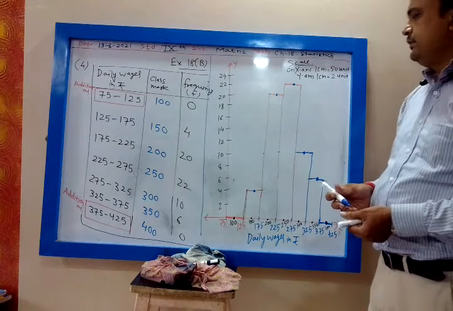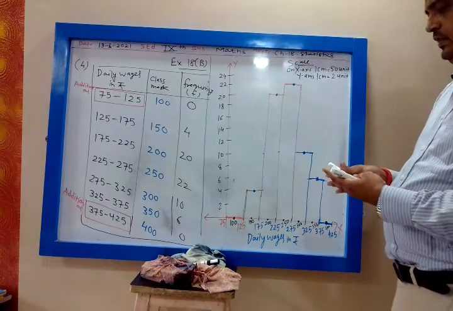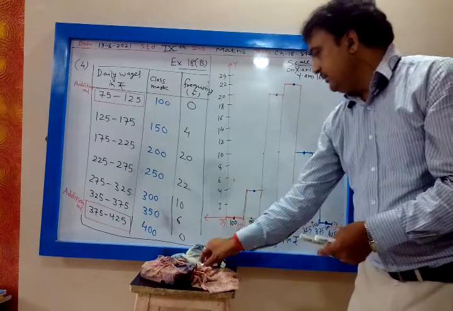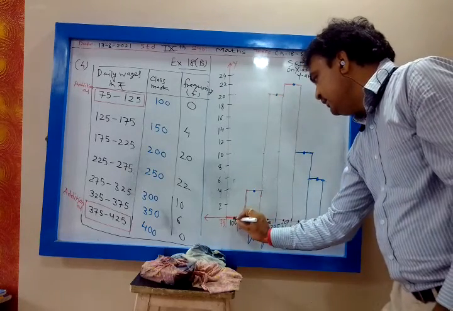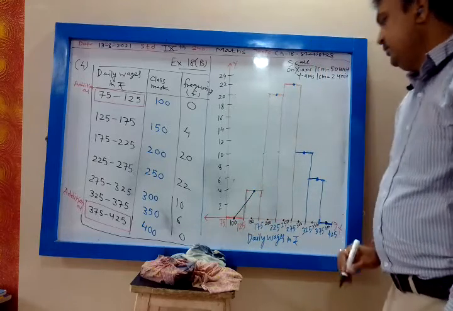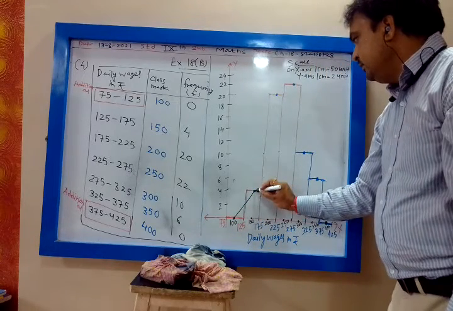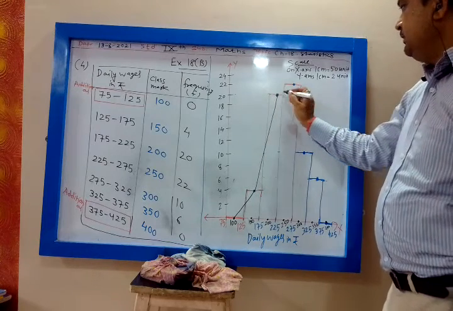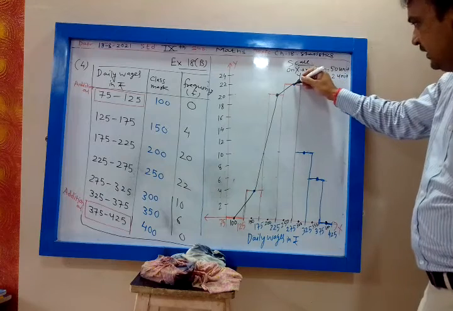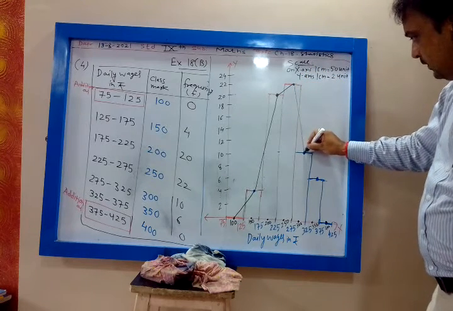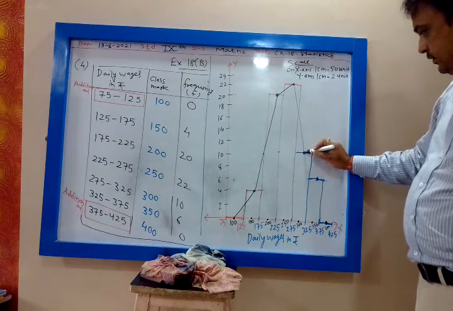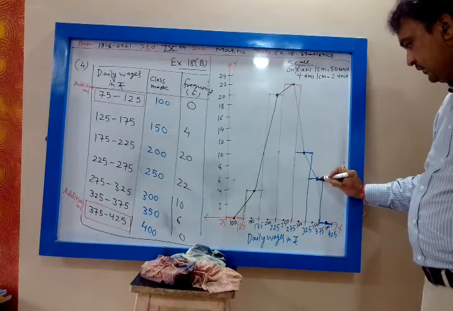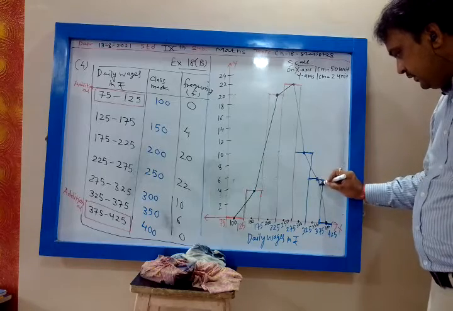Now we join these dots. We join this dot with the help of the scale. So 100 to this. Then this point to this point, using the scale. Then this point to this point. This point to this point. Then this point to this point.